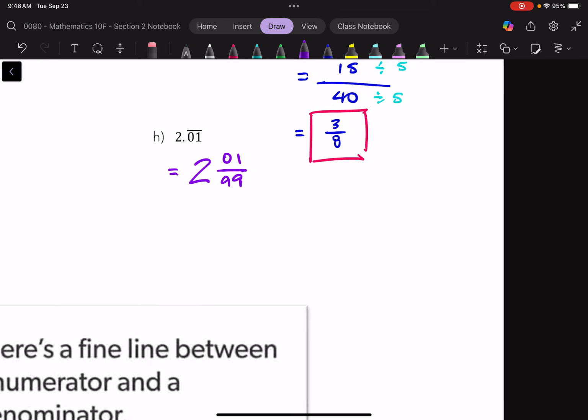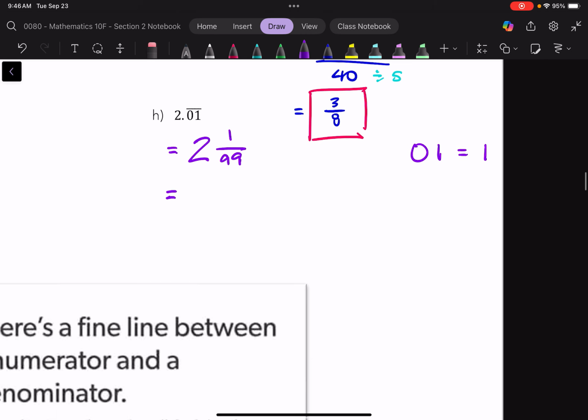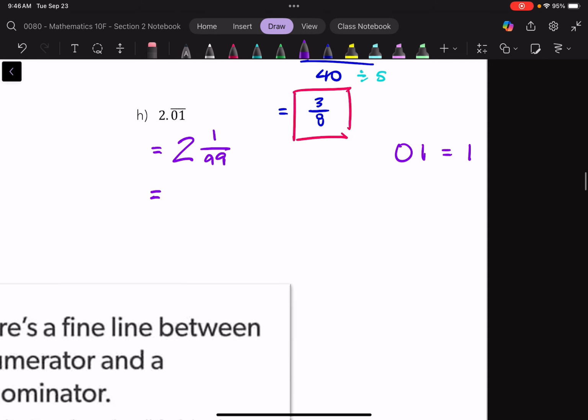Now, when I take a look at this, writing 0, 1 is kind of silly, because that 0 doesn't do anything. Since 0, 1 is the same as 1, when we write that numerator, we just want to write the 1. Again, I want my final answer as an improper fraction.